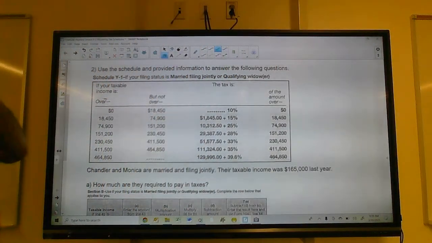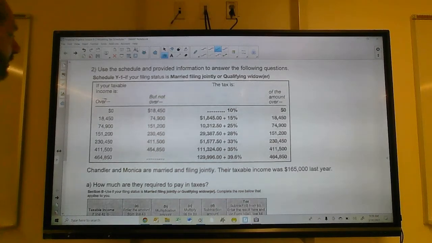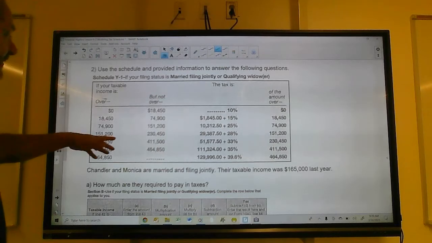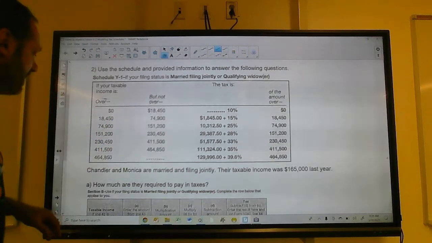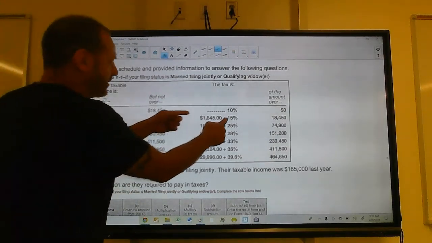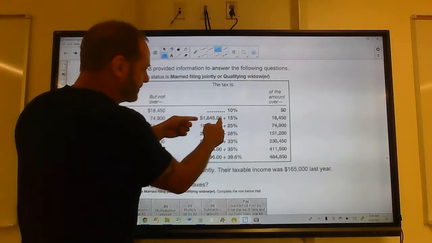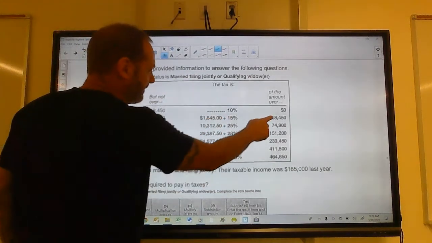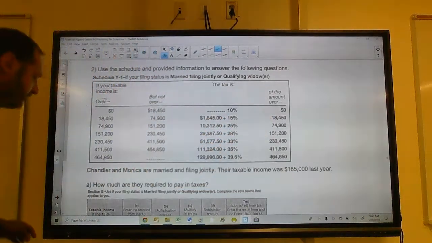Okay, so if your filing status is married filing jointly or a qualifying widower or widow, your taxable income is, so we did some of these last time, okay? So if you fall in this range, here's your tax. You're going to have this plus 15% of anything over that amount right there.